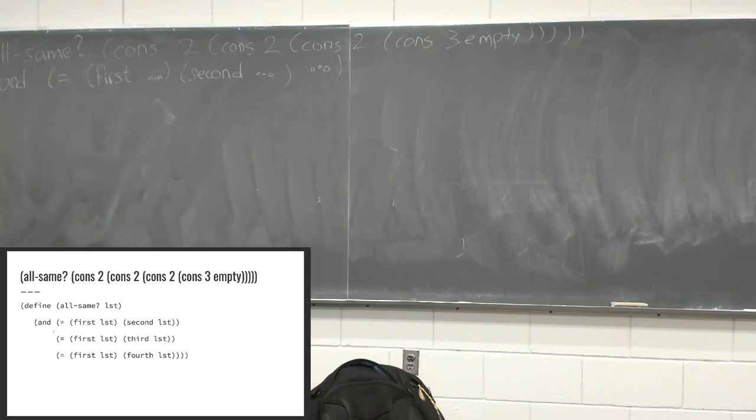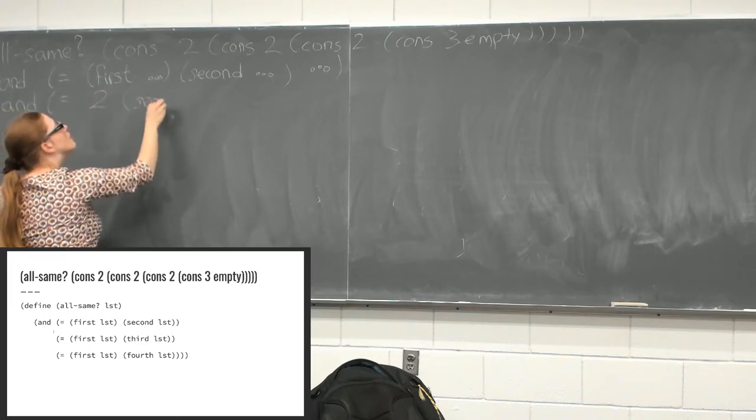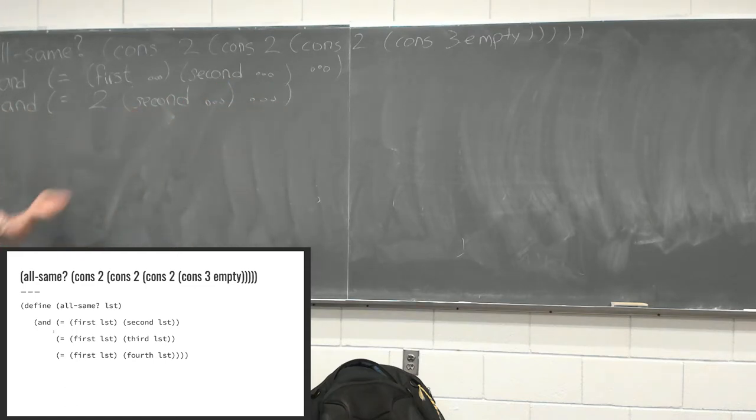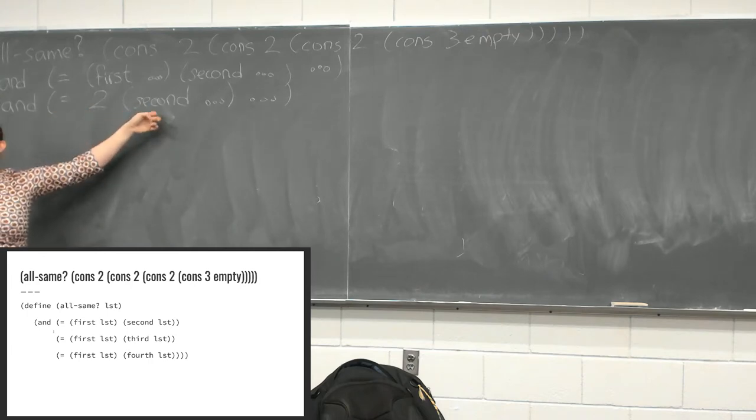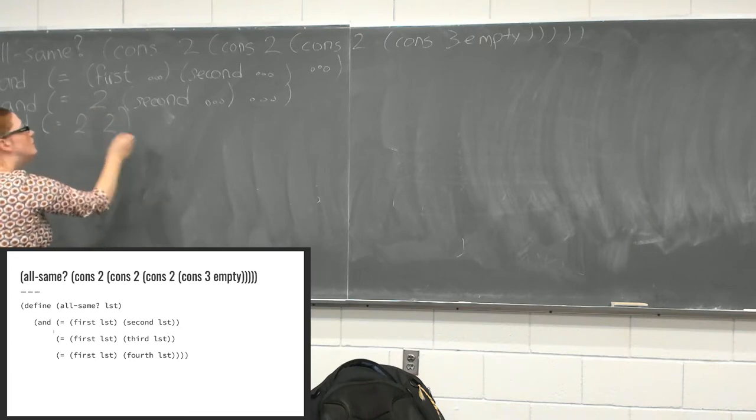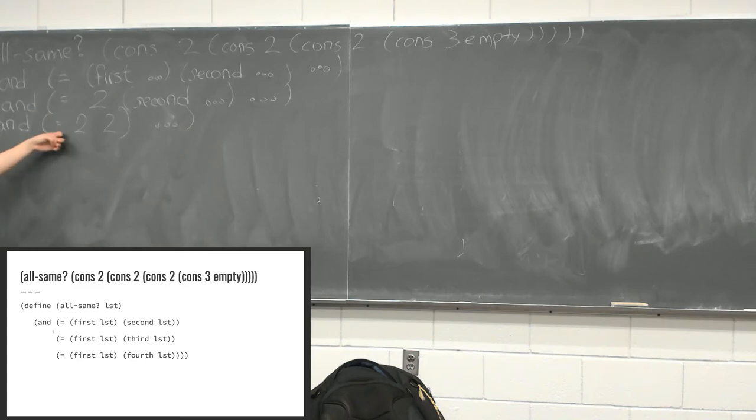All right. What's the next step after this? Yep, we're going to take the first of the list. And then, of course, now we've got equals to second. So now we're going to evaluate second, which is going to also give us a 2. And then we can finally evaluate the first argument, and that's going to give us true.